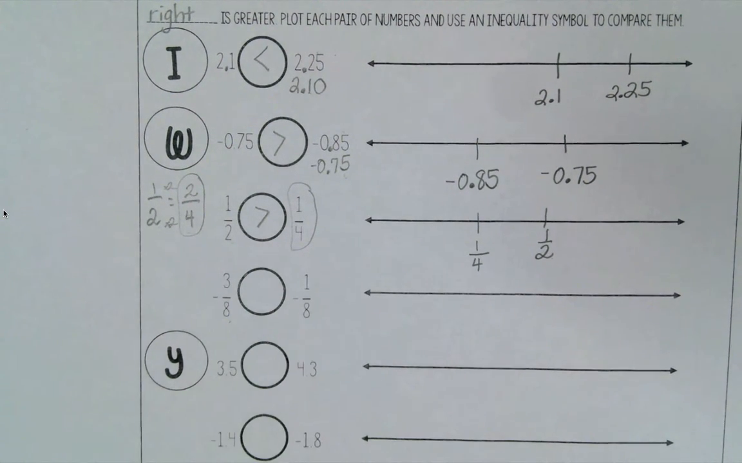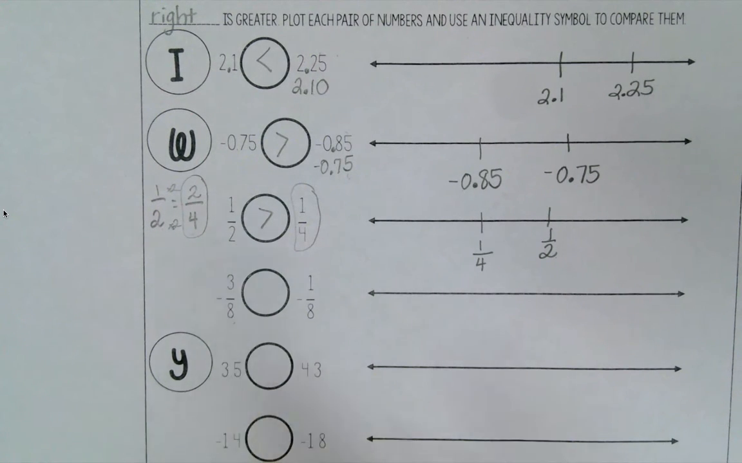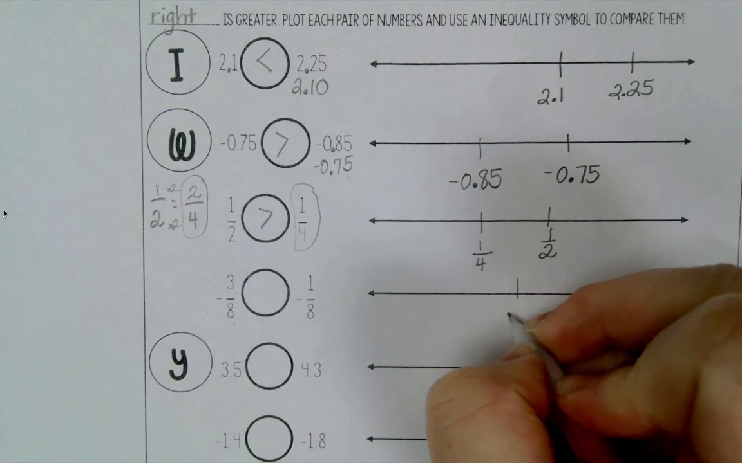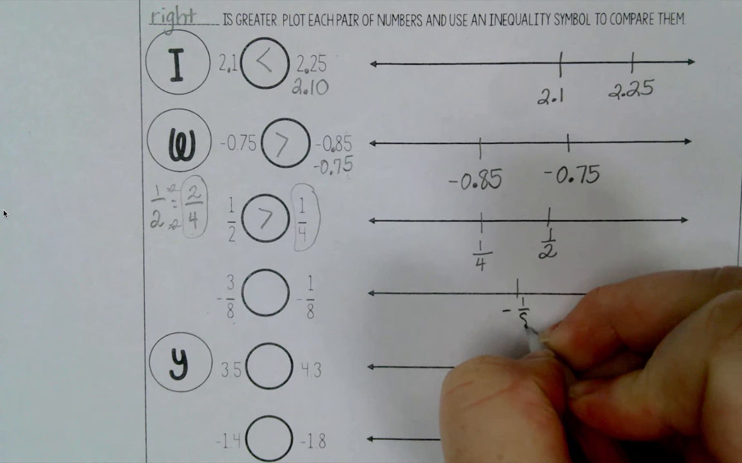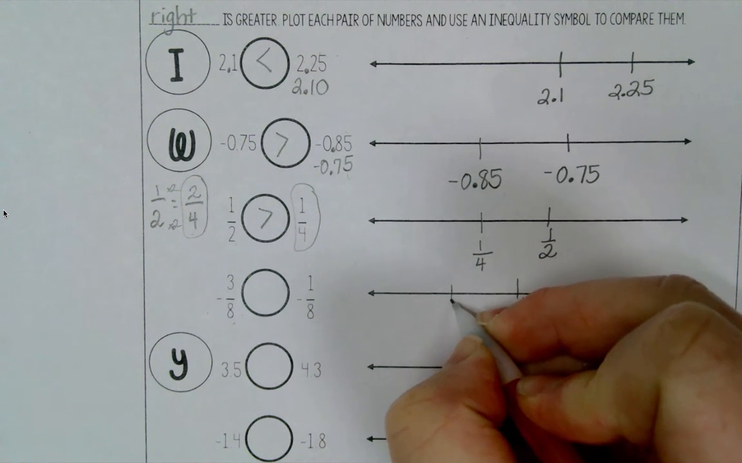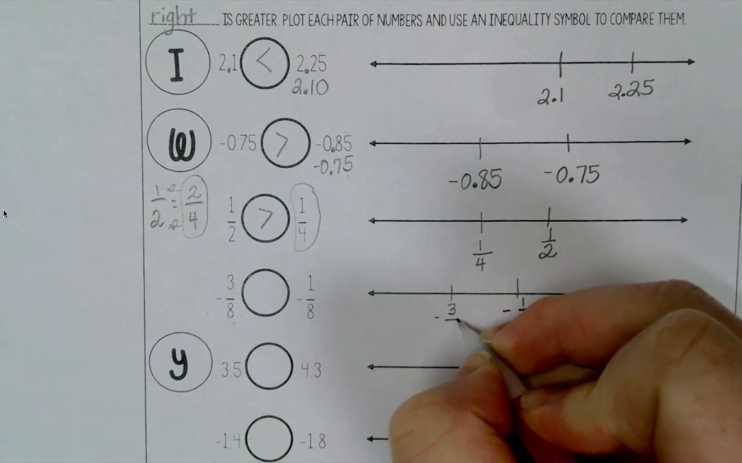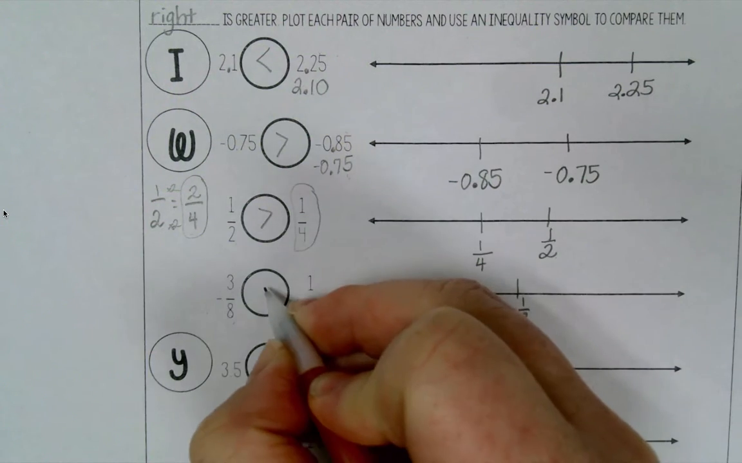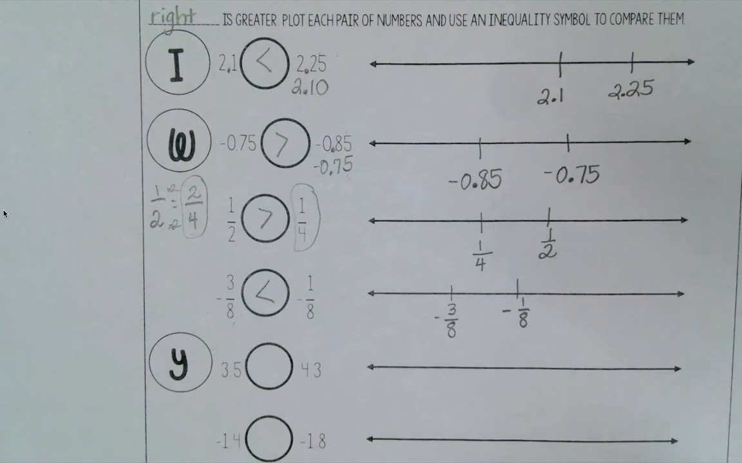Now I have negative 3/8 and negative 1/8. Now, when we compare, first of all, our denominators are the same, so we're going to compare. But in this case, they're negative. So in this case, negative 1/8 is actually greater than negative 3/8 because it's closer to 0. So I have negative 1/8, and I have negative 3/8. So negative 1/8 is greater because it's to the right.